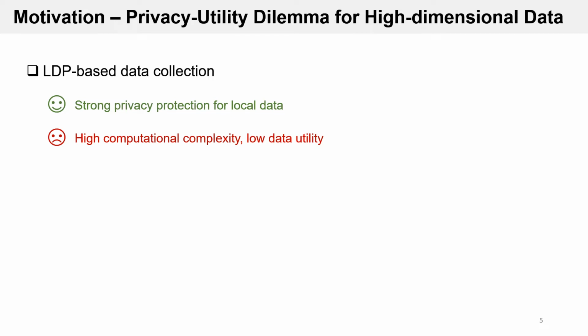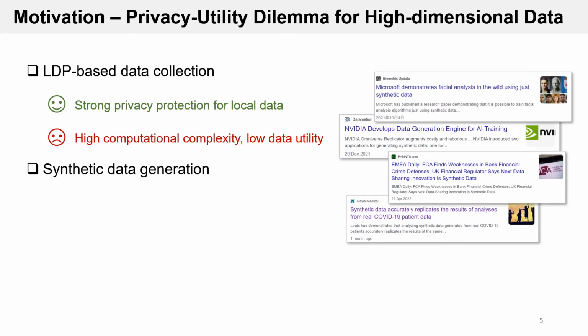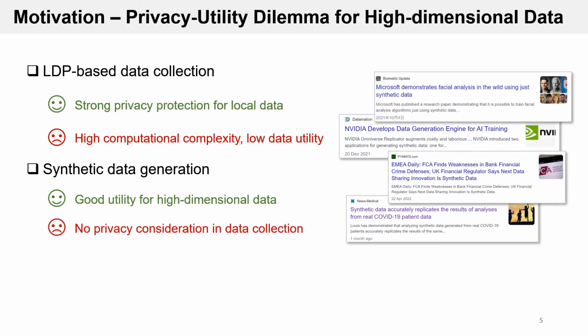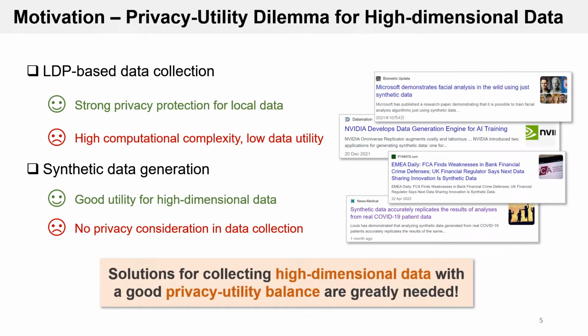utility. On the other hand, in recent years, many companies adopted deep generative models to learn the statistical properties of complex datasets and generate high-utility synthetic data for building AI services. However, these applications only focus on the scenarios where the real data are already stored on the server, yet do not consider the privacy issues in data collection. Therefore, solutions for collecting high-dimensional data with a good privacy utility balance are still greatly needed.